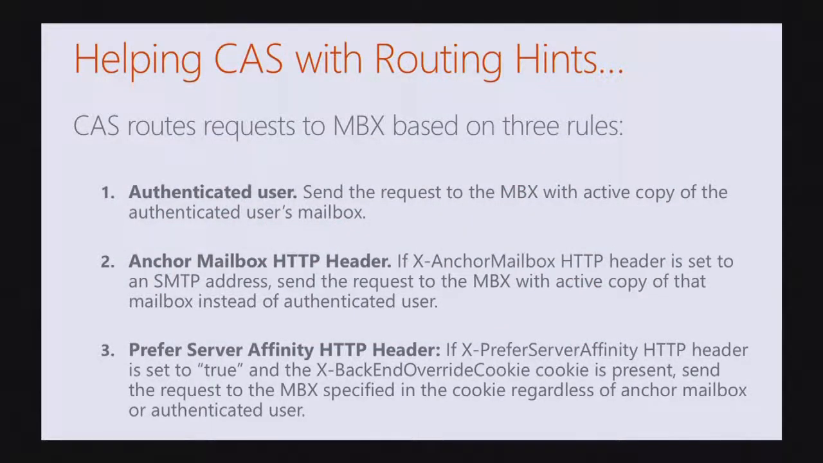So these are the basic rules of CAS routing and of overriding the default routing. By default, it uses the authenticated user. The second step is if there's an anchor mailbox header set, it will pick off that SMTP address and resolve where that mailbox's backend server is, and route to that mailbox. The last one is prefer server affinity, and this is key for streaming notifications. It really only applies to that scenario, and we'll talk about that in a minute. That actually creates affinity with a specific backend server, not a specific mailbox. We'll talk about why that's important.